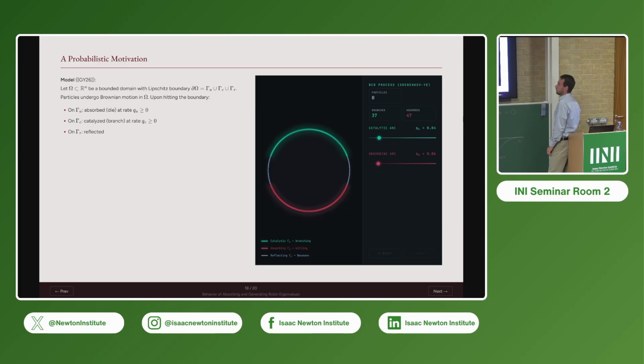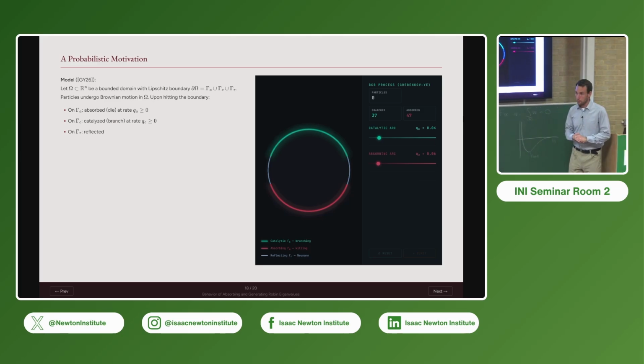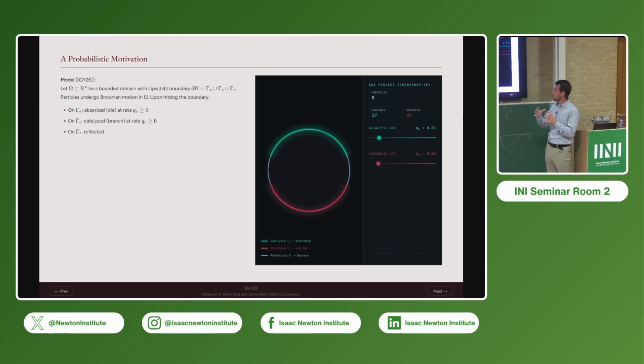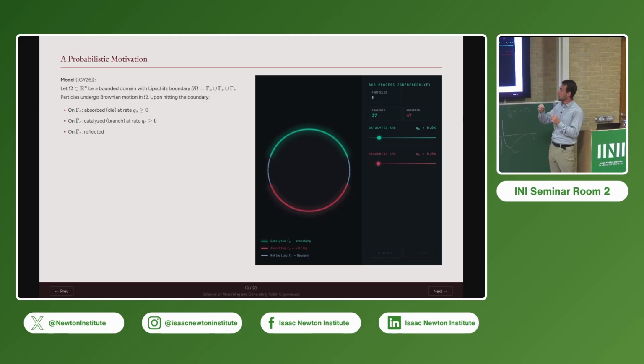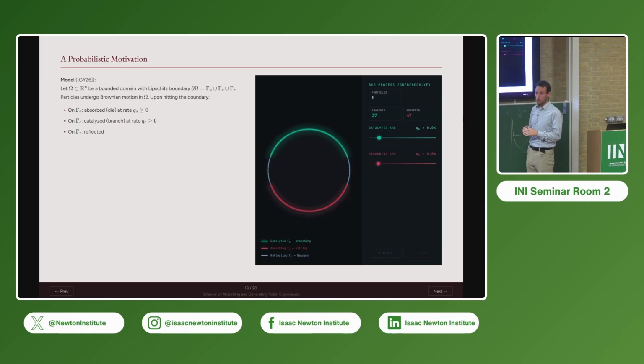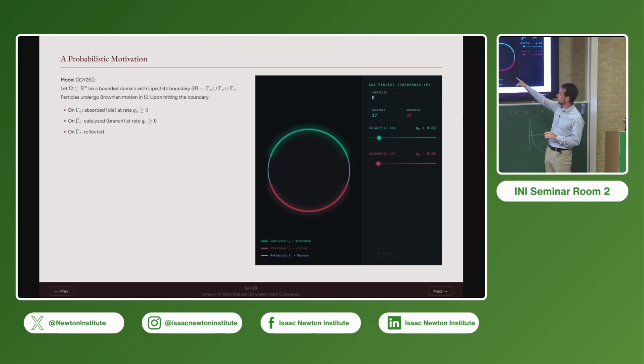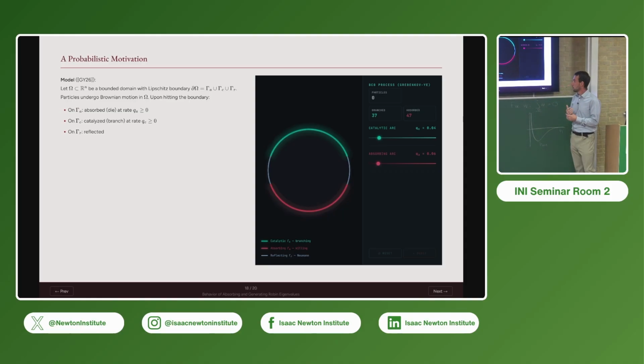And then they consider almost the same stochastic process that I mentioned before. They have a Brownian motion inside of omega, and when a particle hits the boundary on a segment which belongs to gamma A, then particles are absorbed at a certain rate. If they hit the boundary on a part that belongs to gamma C, particles are created at a certain rate, denoted by QC. And if the particle hits the boundary on the reflecting part, then particles are simply reflected.